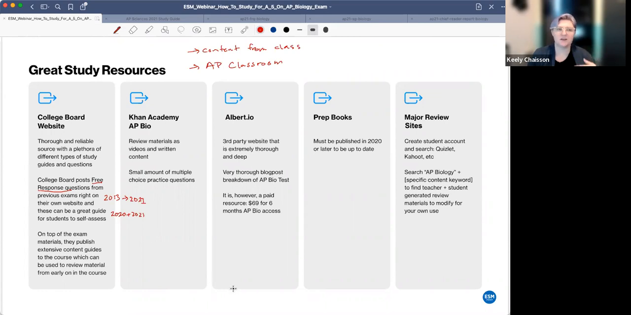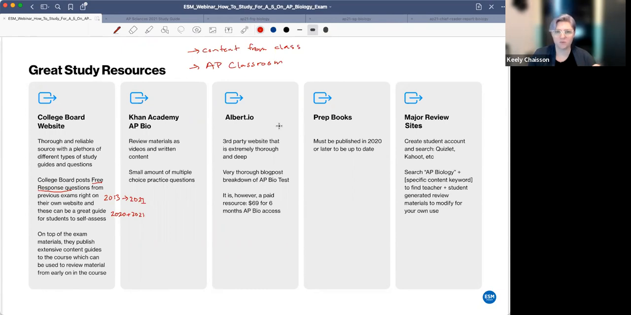However, there's not a lot of multiple choice question practice directly from College Board. There's that one 2013 exam, and then not a lot beyond that. You're going to want to do at least 2 full multiple choice practice sections, maybe more, maybe 3 or 4. And for that, you're going to need to go to either albert.io or a prep book.